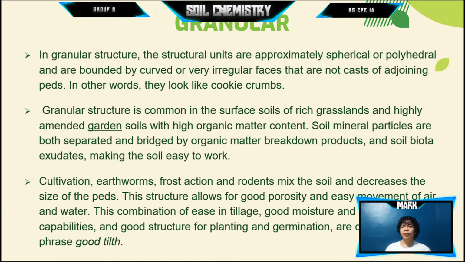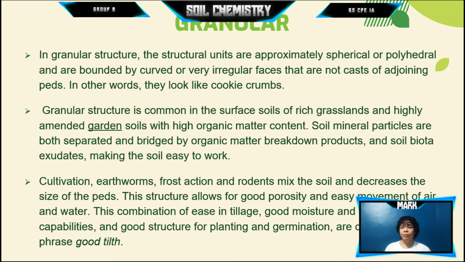The next structure is granular structure. In granular structure, the structure units are approximately spherical or polyhedral and are bounded by curved or very irregular faces that are not casts of adjoining beds. In other words, they look like cookie crumbs. Granular structure is common in the surface of the soil of rich grasslands and highly amended garden soils with high organic matter content. Soil mineral particles are both separated and bridged by organic matter breakdown products and soil biota exudates, making the soil easy to work.